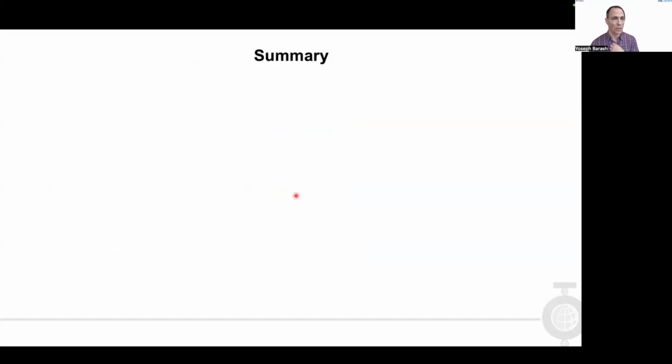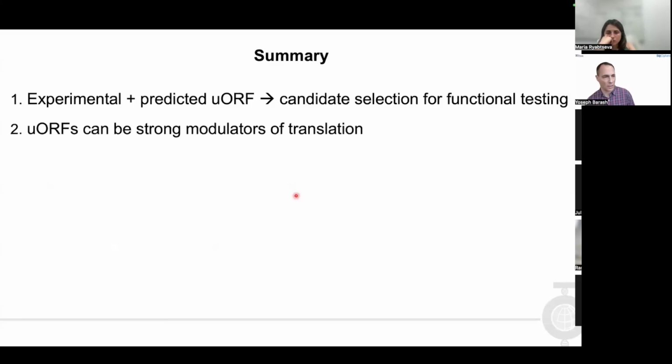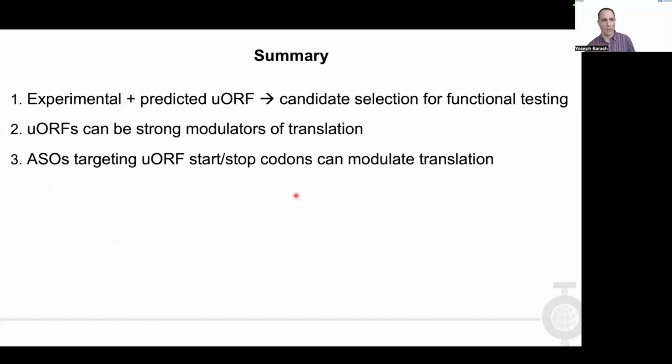So just to summarize this brief part, we can combine experimental and predicted UTRs through our pipeline to identify candidates for functional testing, and they can be strong modulators of translation in general, and ASO targeting can modulate translation. I would just point out that I like to quote my friend who says it's easy to cure a mouse. So, we still have work to do to get it to patients.